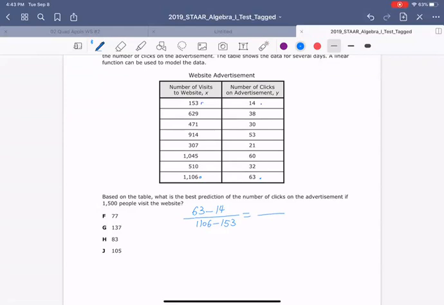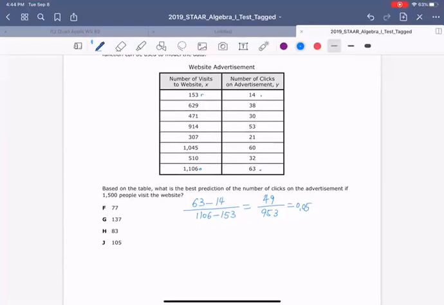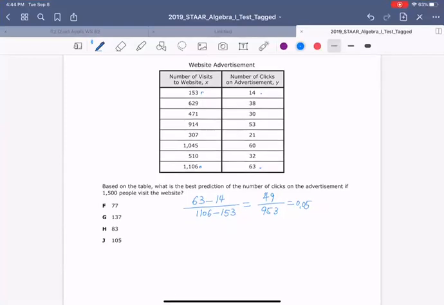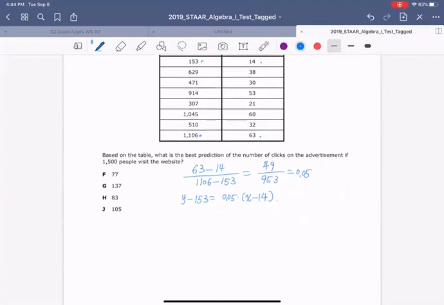0.05. So this is 49 over 152, about 1 over 20. So this is your slope. And then we have the point-slope format. y minus y1 equals slope times x minus x1, right? Yes. And then we plug in x equals 1500 and get the y value.